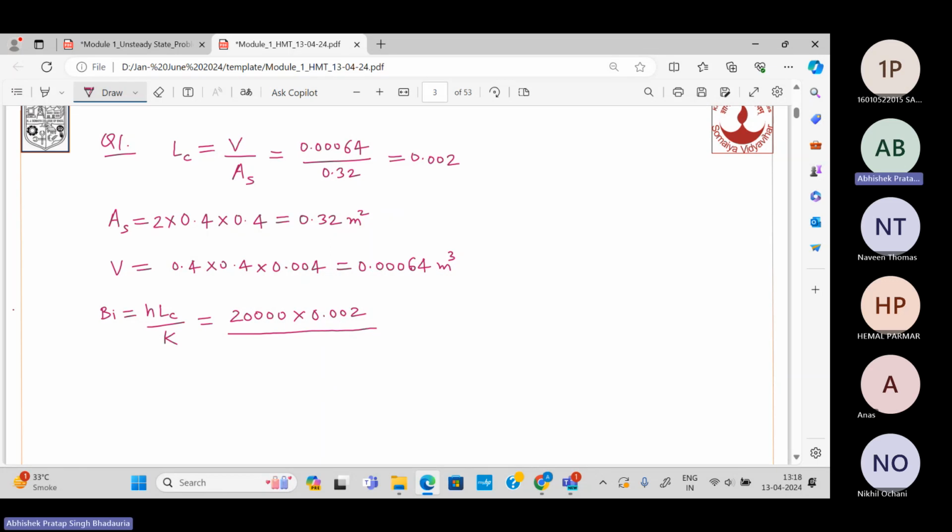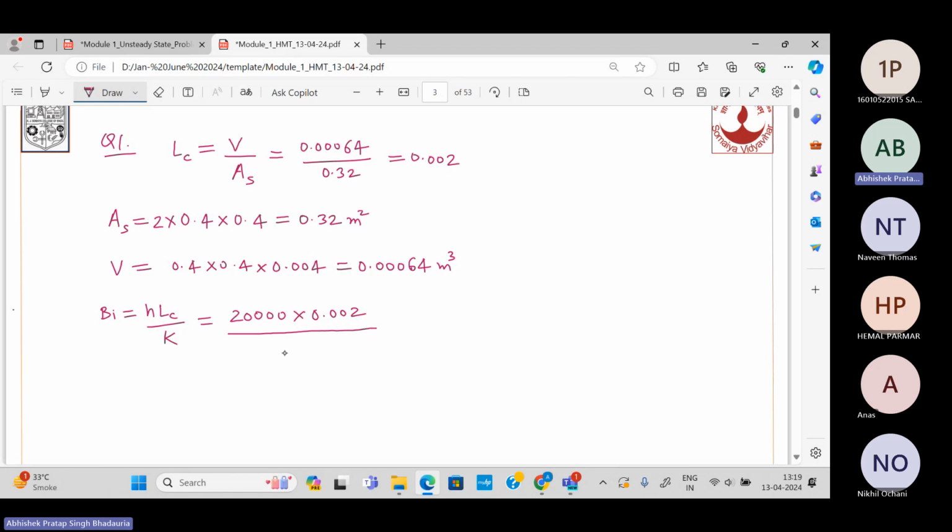Okay, fine. So definitely in the problem itself, I have not mentioned the value of thermal conductivity. So some table will be provided to you, otherwise the thermal conductivity value will be given in the problem itself. I've not mentioned the value of thermal conductivity in the problem.